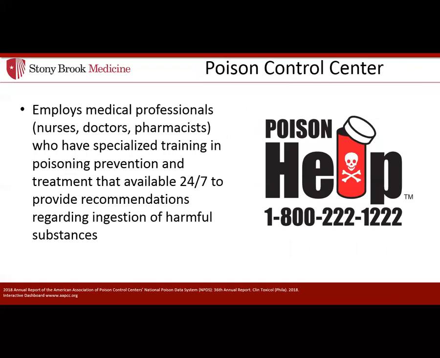The Poison Control Center is a helpful resource for education and to provide recommendations regarding patients presenting with a suspected or confirmed overdose. The Poison Control Center employs many medical professionals, including nurses, doctors, and pharmacists who have specialized training in poisoning prevention and treatment. This service is available 24/7 to provide recommendations regarding ingestion of harmful substances. The phone number to poison control is 1-800-222-1222, which was intentionally made easy to remember in times of crisis.